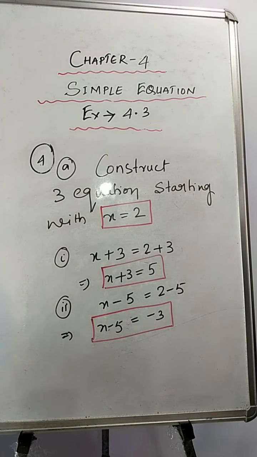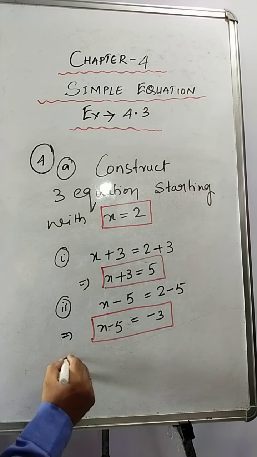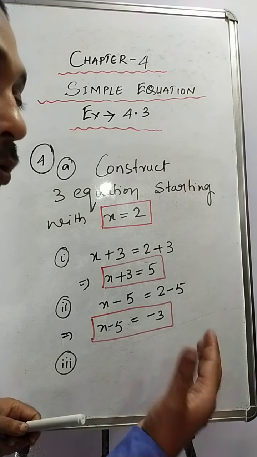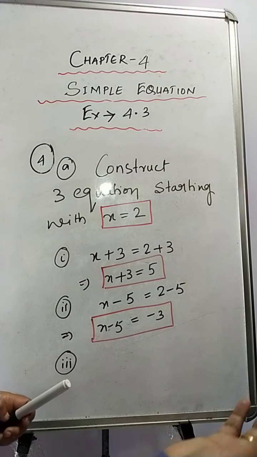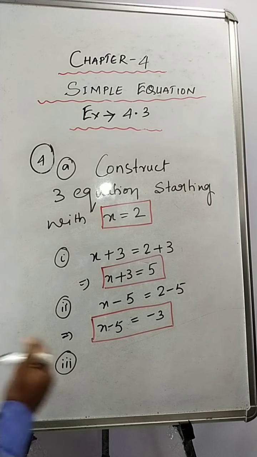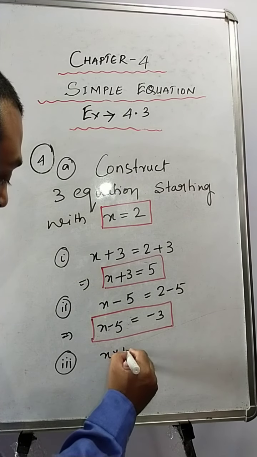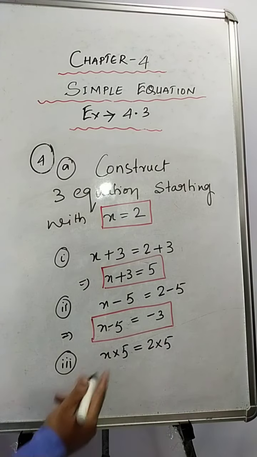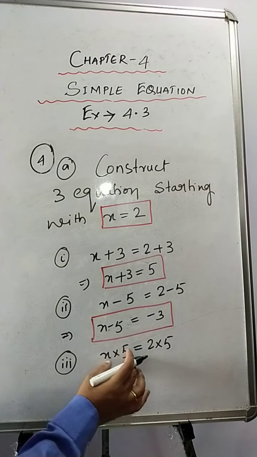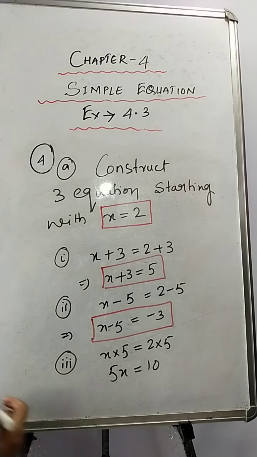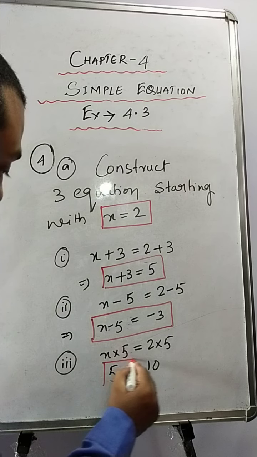Now I have to construct one more equation. Now you can either divide both the sides by any number or multiply both the sides by any number. So I will select multiplication. So if I multiply x by any number, that is 5, and the same number if I multiply on the right hand side also, I will get the next equation, that is x into 5 is what? 5x. 2 into 5 is what? 10. So this is my third equation.